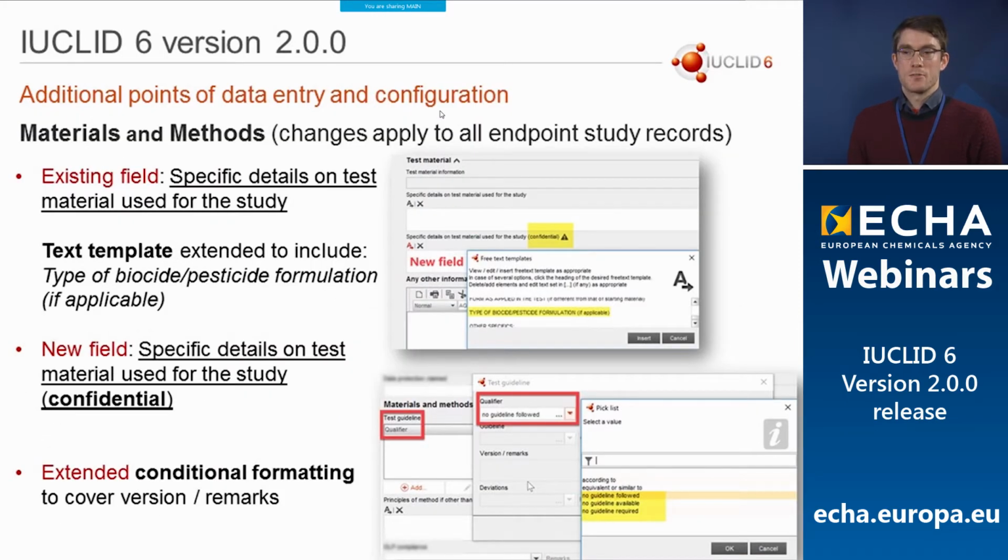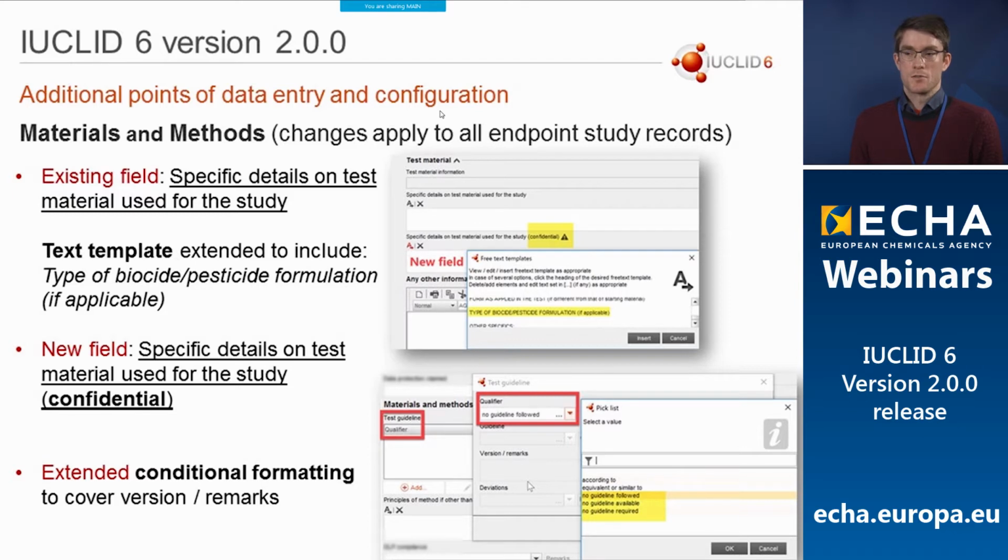So under materials and methods, which is a header you'll find in all endpoint study records in Euclid, for an existing field called specific details on test material used for the study, we've now extended this text template to include type of biocide or pesticide formulation if applicable. Also, we've actually created a new field below this with the same name, but it is a confidential field. So that's new, and also we've extended the conditional formatting in the test guideline repeatable list, which you can see highlighted at the bottom there.